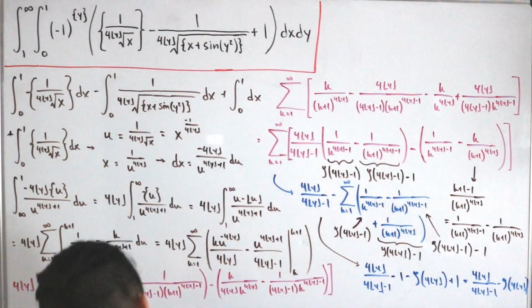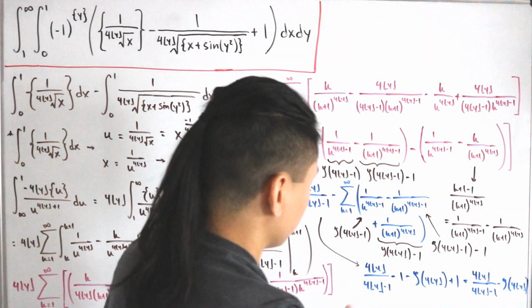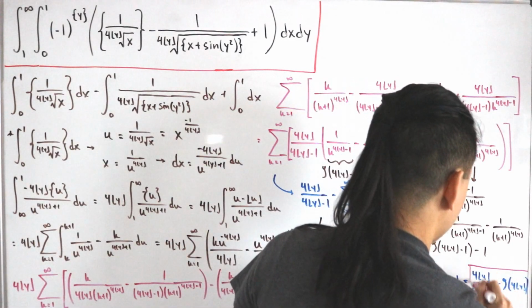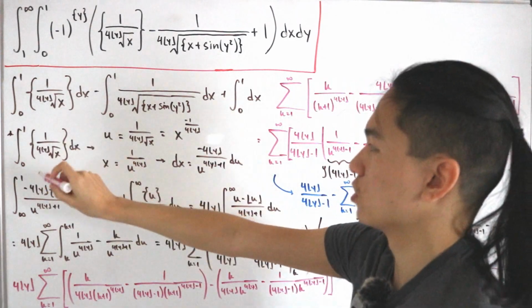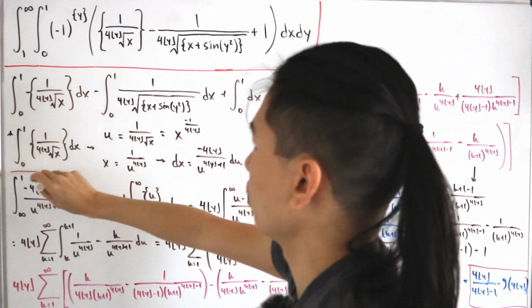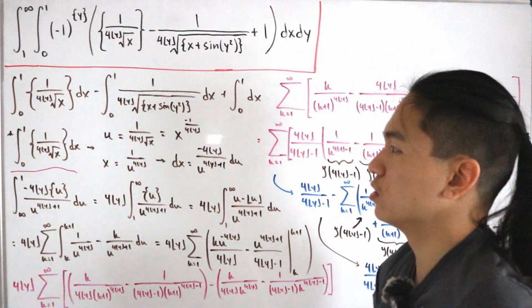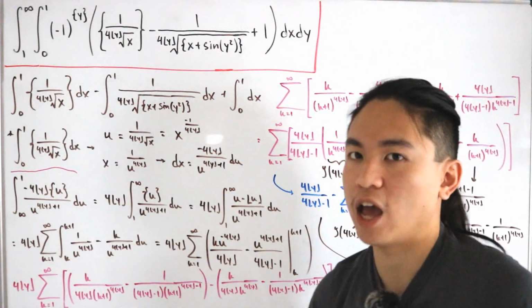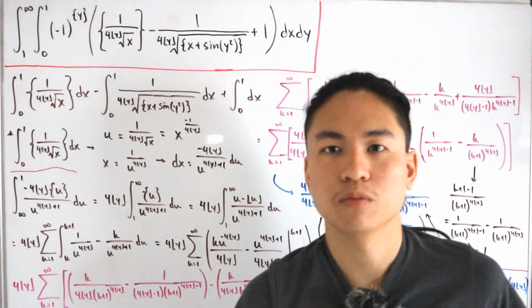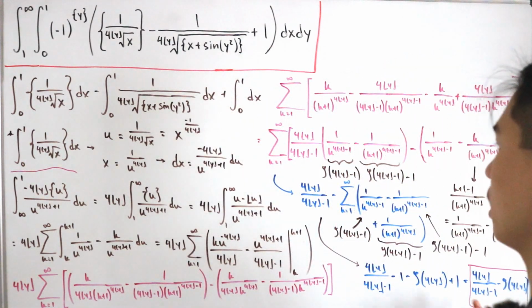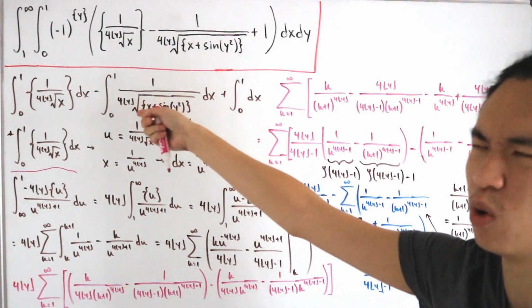And just like that, that completes the first part, specifically for the integral we were solving, the integral from 0 to 1 of 1 divided by the 4y root of the fractional part of x. So with all that in mind, let's continue on and move on to the second integral.